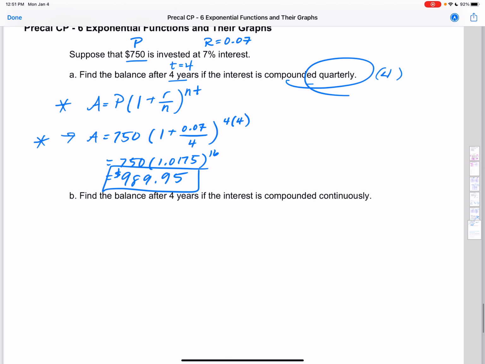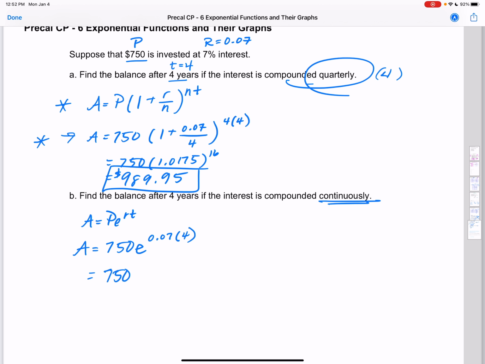Okay, now, if it's compounded continuously, then we have to use a different formula. We have to use A equals P E to the R T, right? And so the amount is the same thing. My principal, 750, times E to the rate times my time, which is 4. And so here you notice we're not using how many times per year it is compounded. And so this is what we would use.